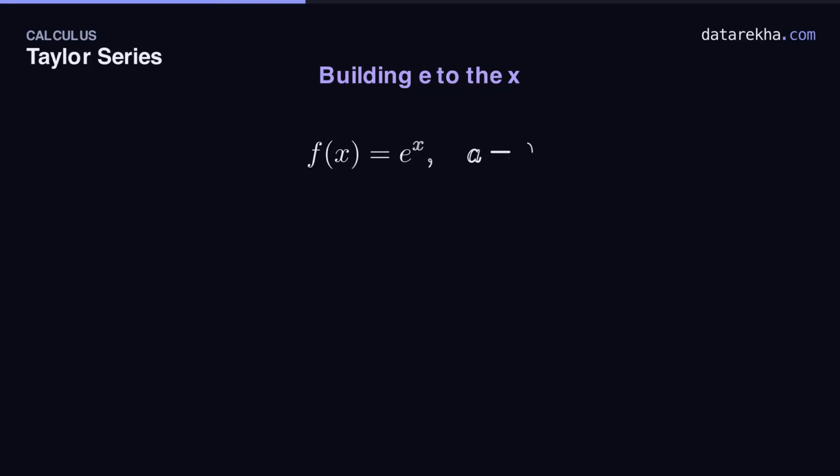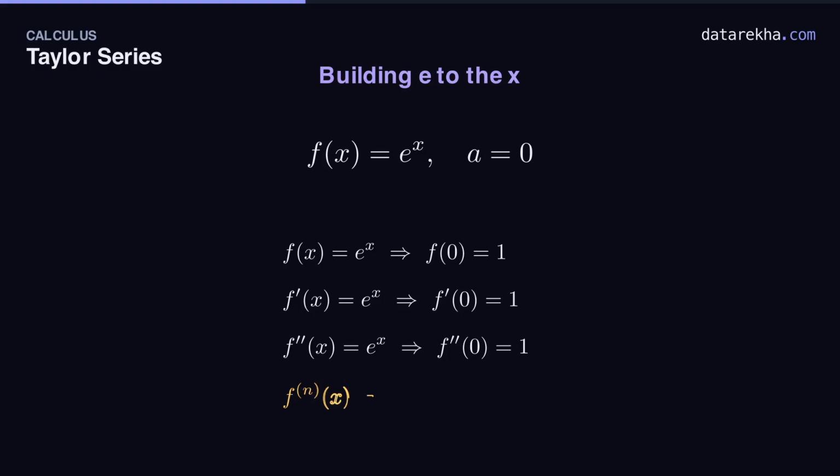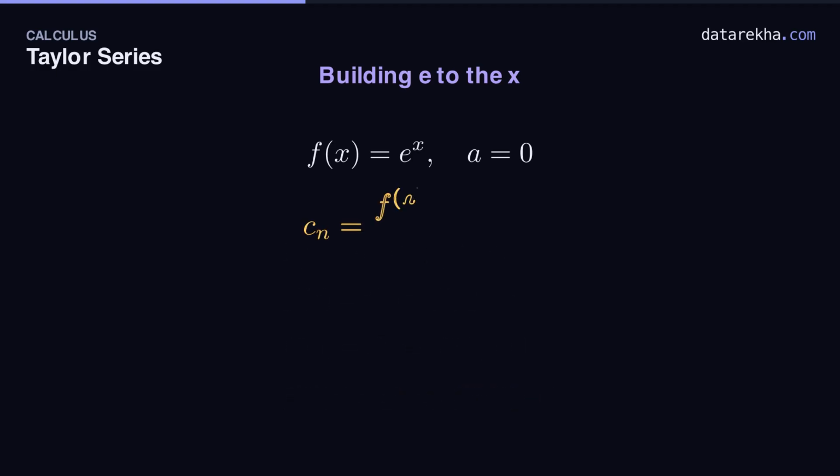Let's actually build a series with our bare hands. Take e to the x, centered at 0, and remember its one magical property. Differentiating e to the x gives back e to the x forever. And e to the 0 is 1. So every derivative at 0 equals 1. Every single one. Drop that into the coefficient formula. The nth coefficient is 1 over n factorial.